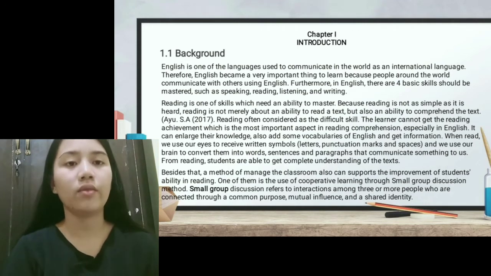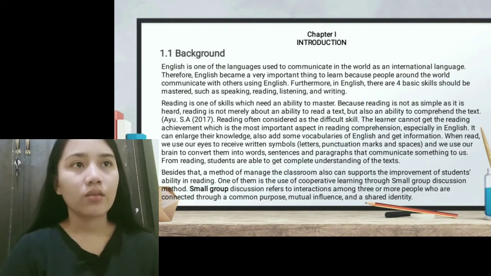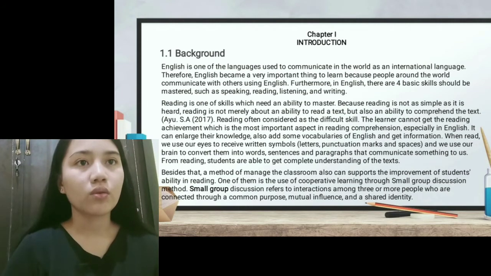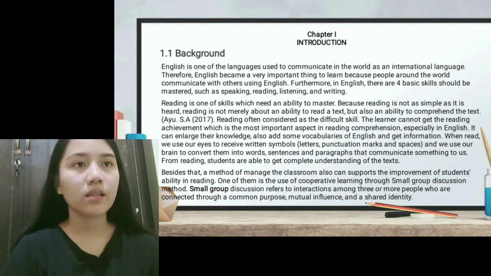USA 2017. Reading is often considered a difficult skill. The learner cannot get the reading achievement, which is the most important aspect in reading comprehension, especially in English. It can enlarge their knowledge, also add some English vocabulary, and give information. When we read, we use our eyes to receive written symbols, letters, punctuation marks, and spaces, and we use our brain to convert them into words, sentences, and paragraphs that communicate something to us.